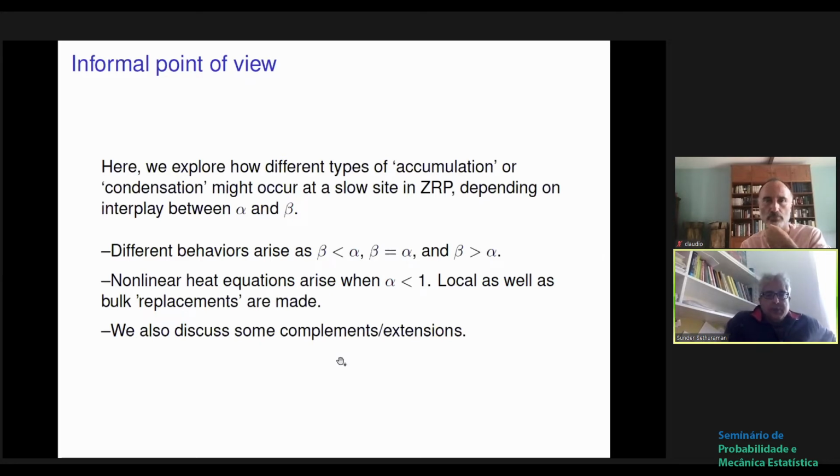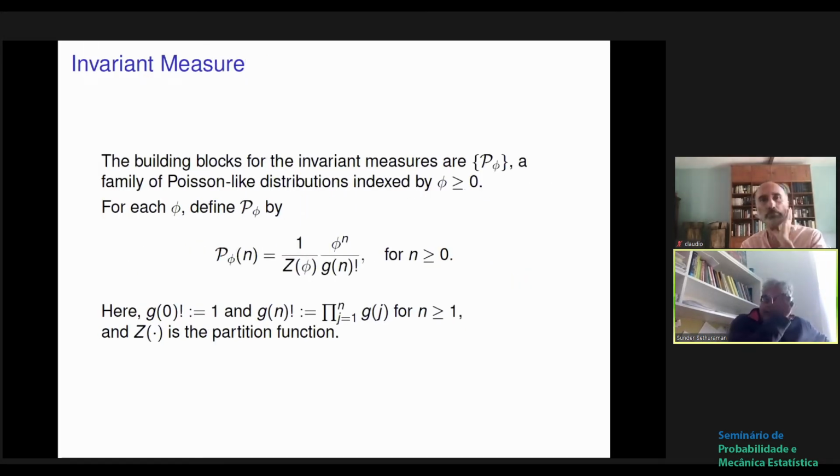Okay, so let's try to set up the notation and the ingredients. One of them will be the invariant measure for the system. The zero range process is of course something that allows for explicit invariant measures, and these are products of Poisson-like distributions. If G of n is equal to n, this is exactly Poisson, right? For those who haven't seen this before.